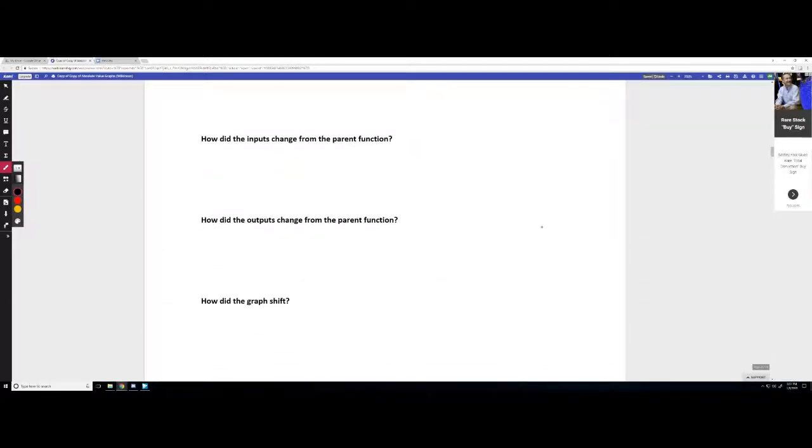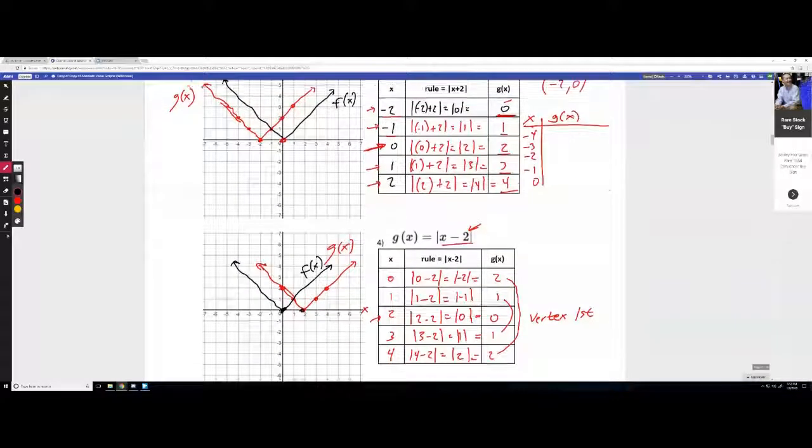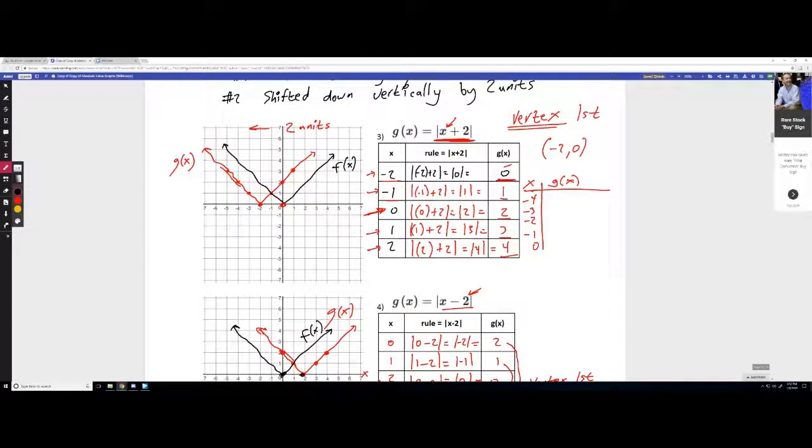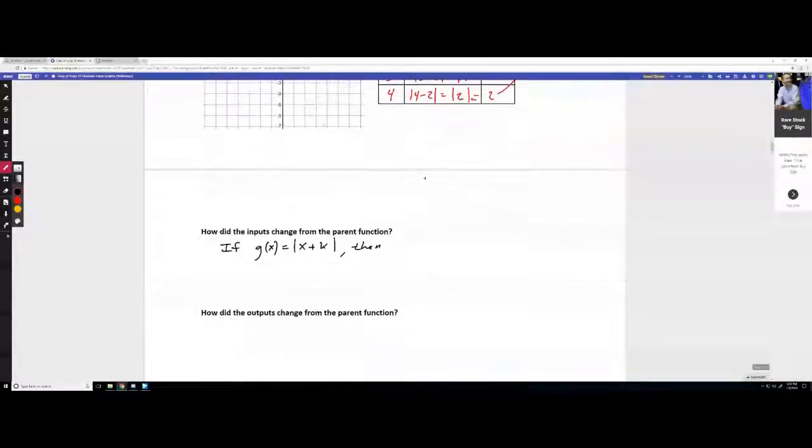All right. So, some real quick questions. How did the inputs change from the parent function? Okay, so here we actually did experience a change. If g of x equaled x plus some number, okay, then what? Then our inputs, okay, we shifted to the left 2, right? So if we shifted to the left 2, our inputs would decrease. They go down by 2.